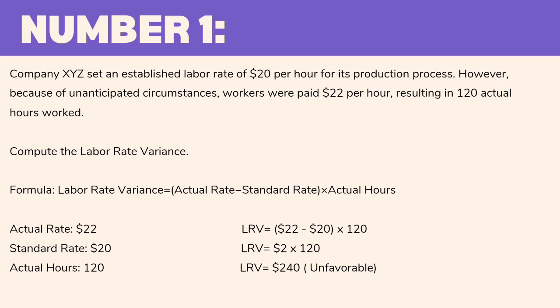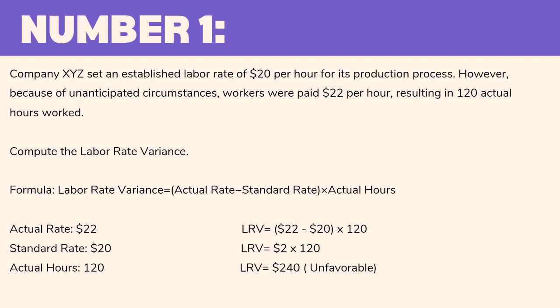Problem number 1. Company XYZ set an established labor rate of $20 per hour for its production process. However, because of unanticipated circumstances, workers were paid $22 per hour, resulting in 120 actual hours worked. For this question, we will compute the labor rate variance.